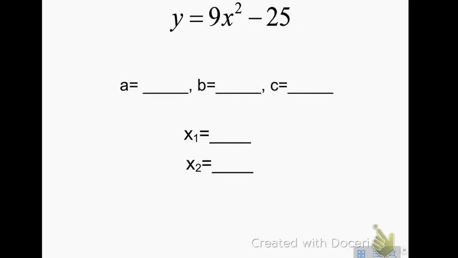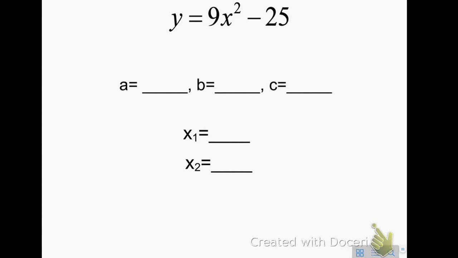Here's another example. In this case, I know my A is 9. And I know C is negative 25 because it doesn't have an x. So the problem is that I don't have a B term. If you don't have a B term, your value for B is 0. So you're going to say A is equal to 9, press equals. B is equal to 0, press equals. And C equals negative 25. Press equals again, and it's going to tell you that x1 is 5/3. And press equals again, and it's going to tell you x2 is negative 5/3.